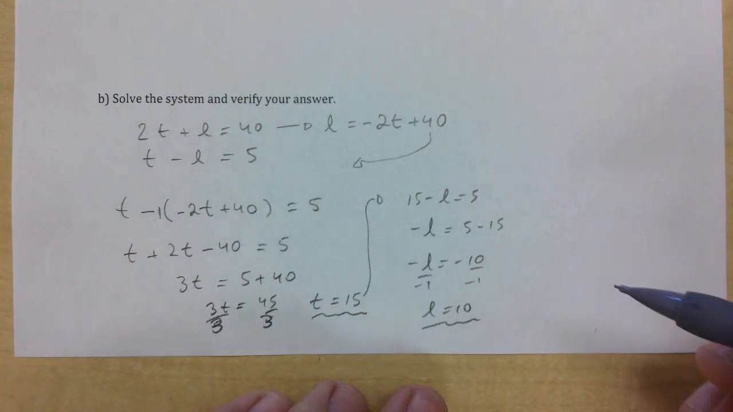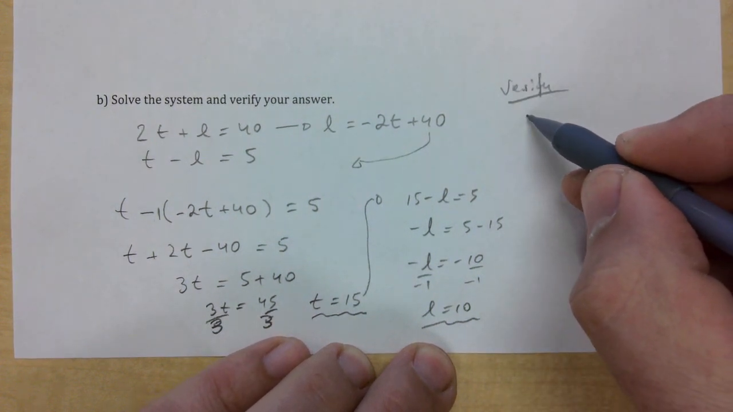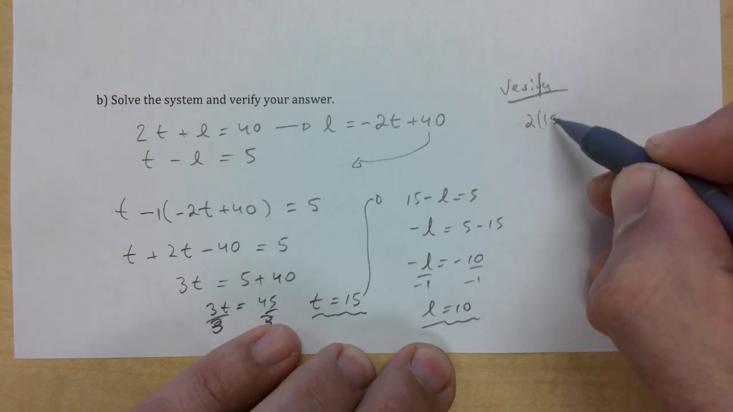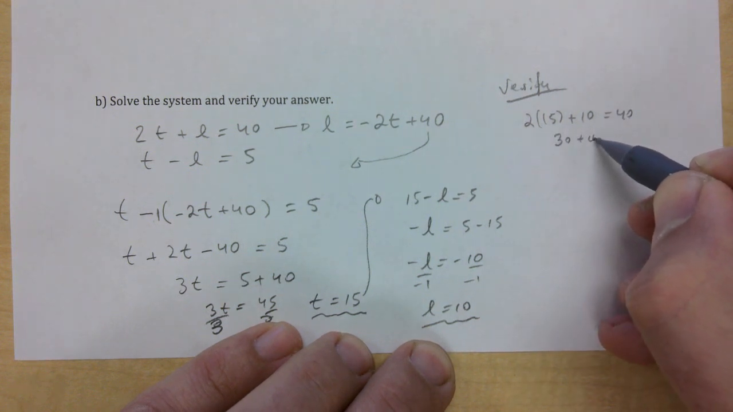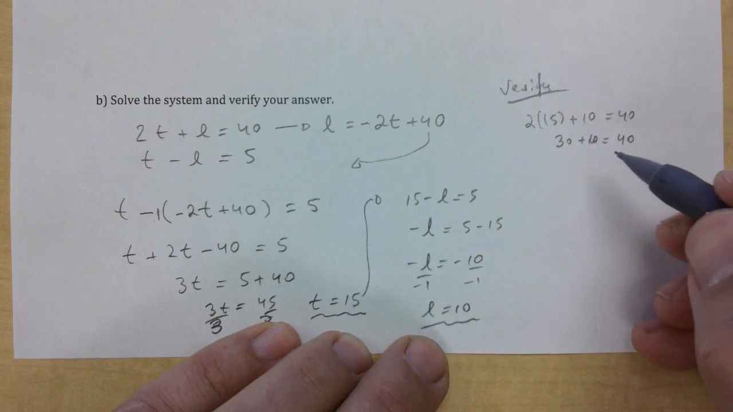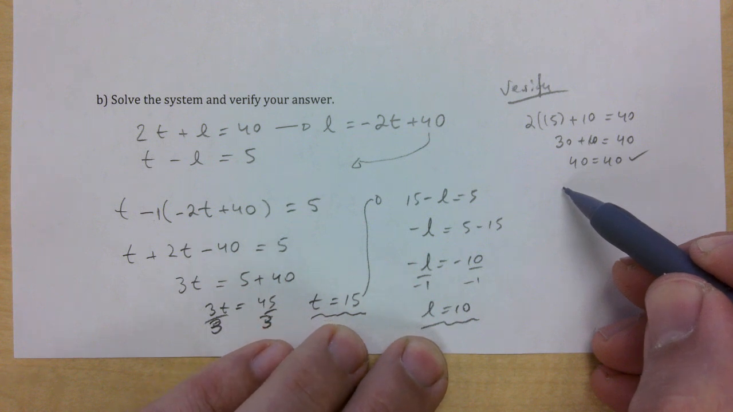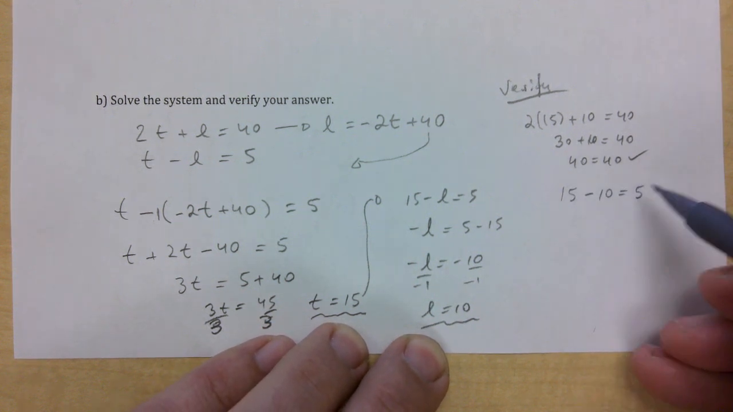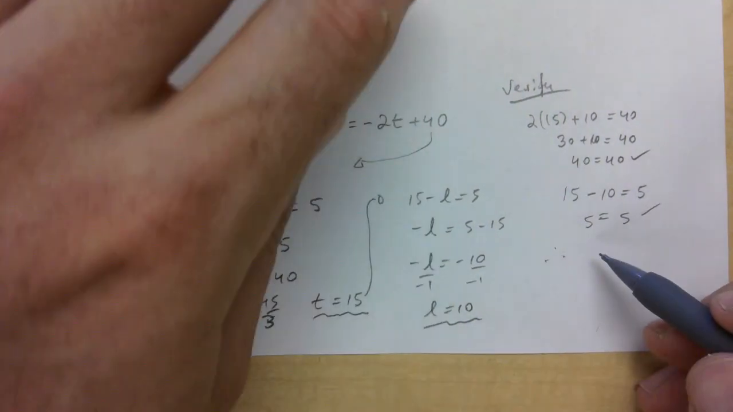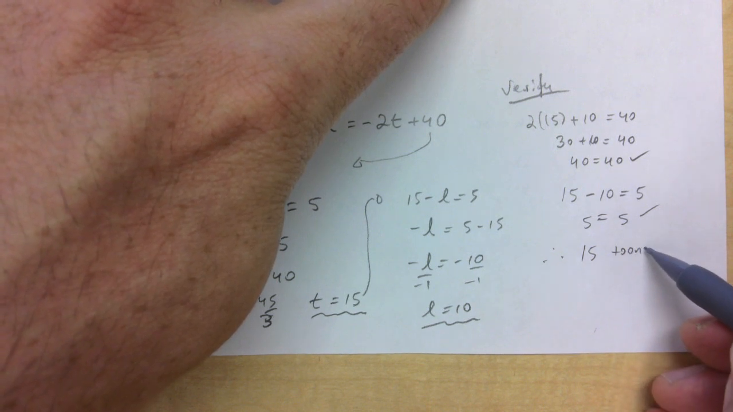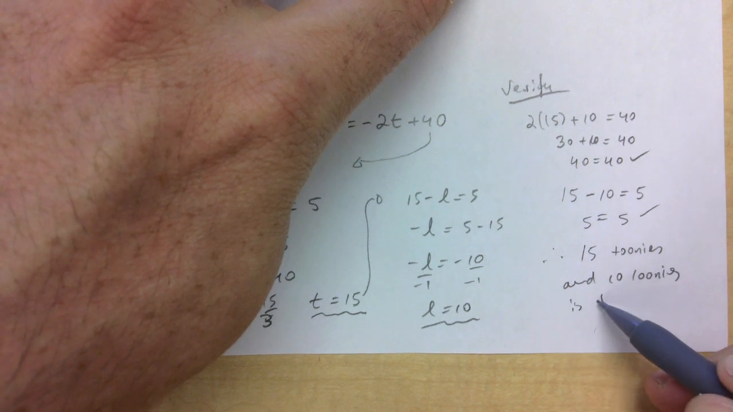Okay? So we'll verify. We'll go 2 times 15 plus 10, supposed to be 40. We have 30 plus 10 is equal to 40. 40 is equal to 40, so that checks out. Then we take the second equation. Toonies minus loonies is supposed to be equal to 5. 5 is equal to 5. Therefore, 15 toonies and 10 loonies is the solution.